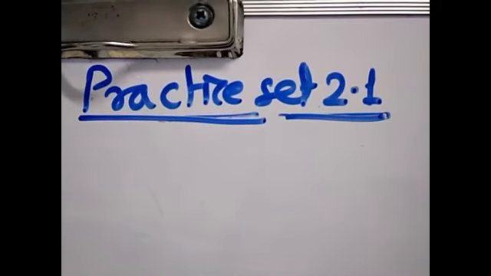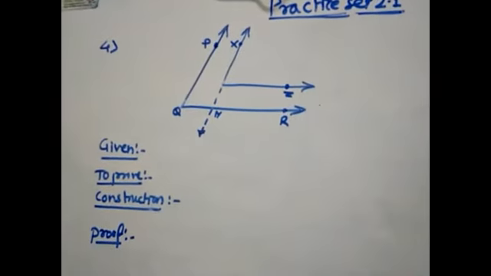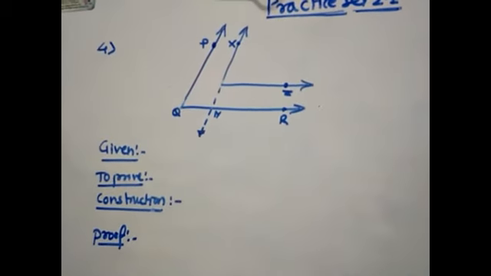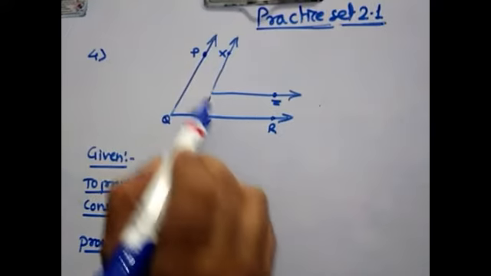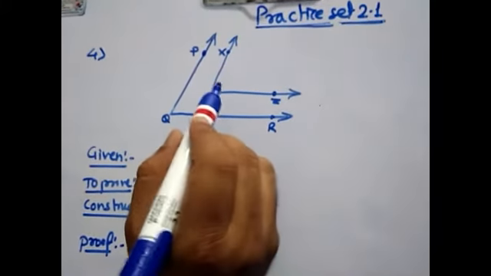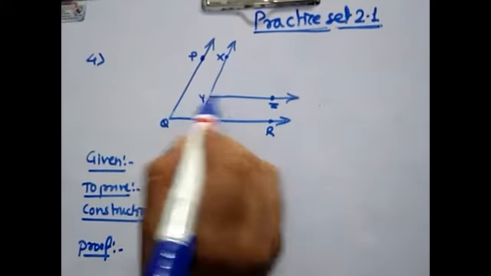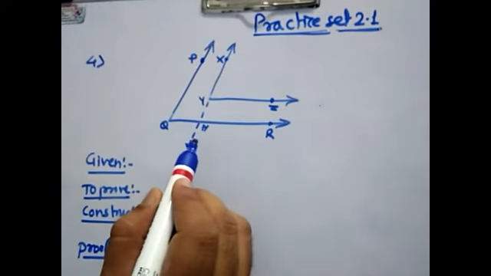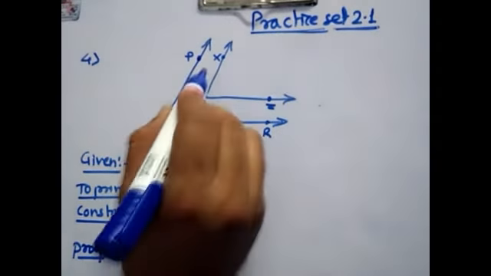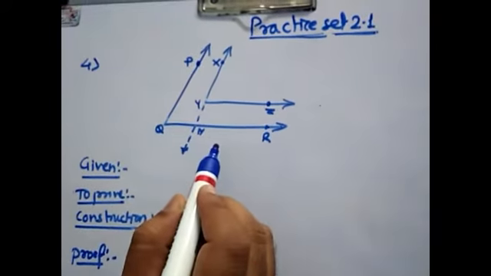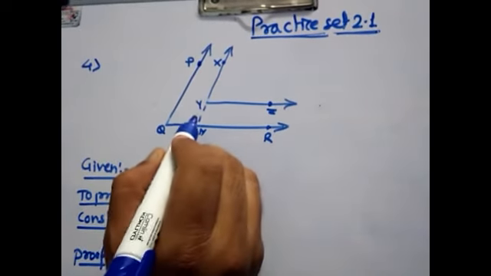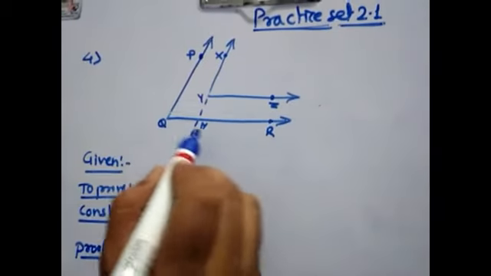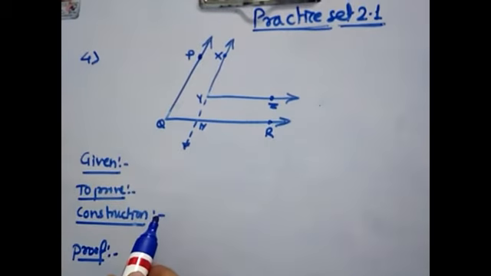Now the next question, the fourth question. In this question they ask about sides PQR. See this PQR and XYZ. Here this is X, Y, and Z. These two sides are parallel to each other. Now we want to prove that angle PQR is congruent to angle XYZ.